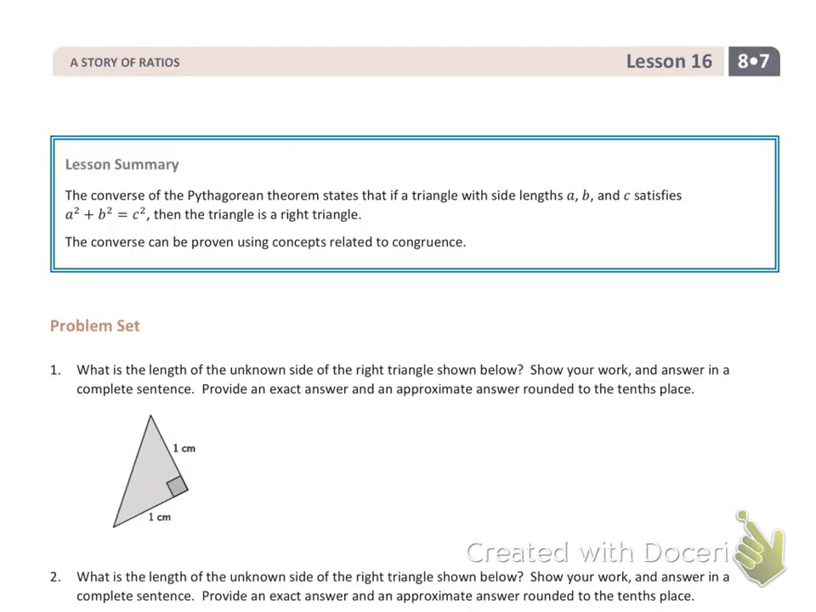Okay, so let's summarize. You saw a proof of the converse of the Pythagorean theorem, and this theorem says that if we have a triangle with side lengths a, b, and c, and a squared plus b squared equals c squared, then the triangle is a right triangle. And so we proved that, and then our examples focused on the use of the converse of the Pythagorean theorem and also just the use of the Pythagorean theorem. Okay, so good luck with that problem set.